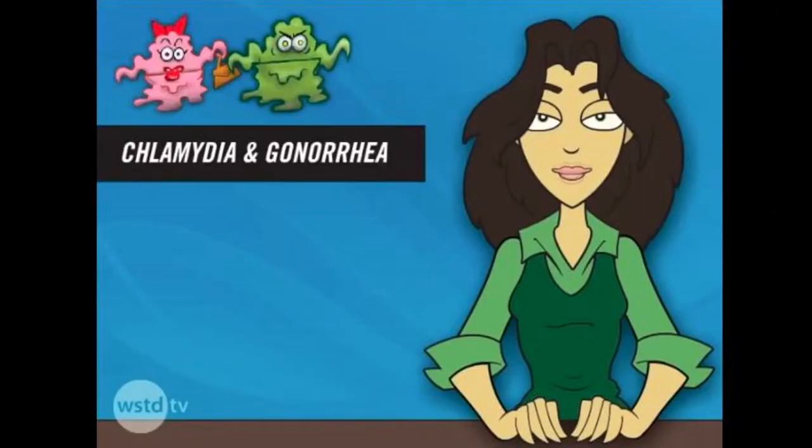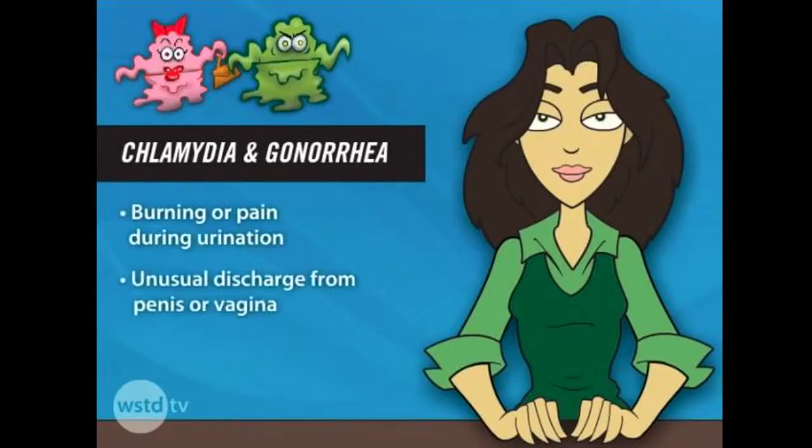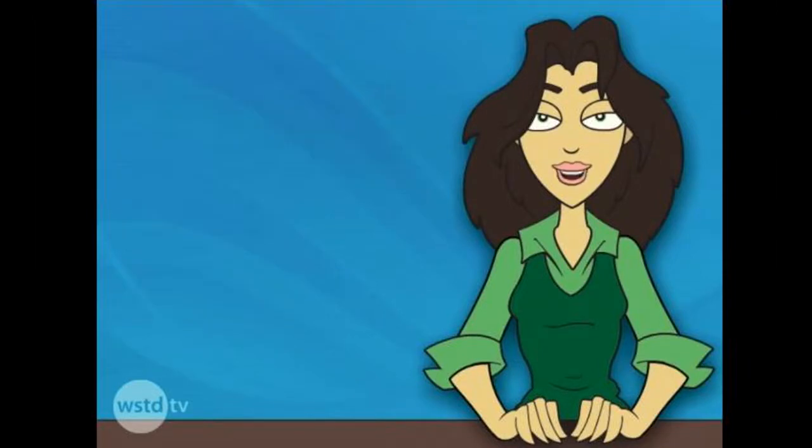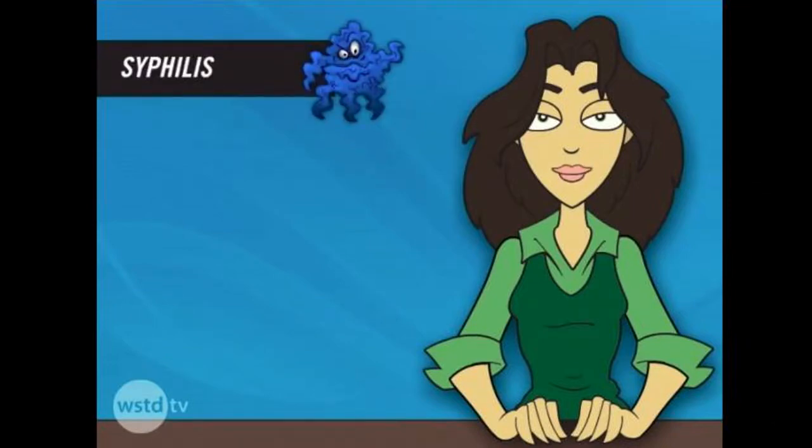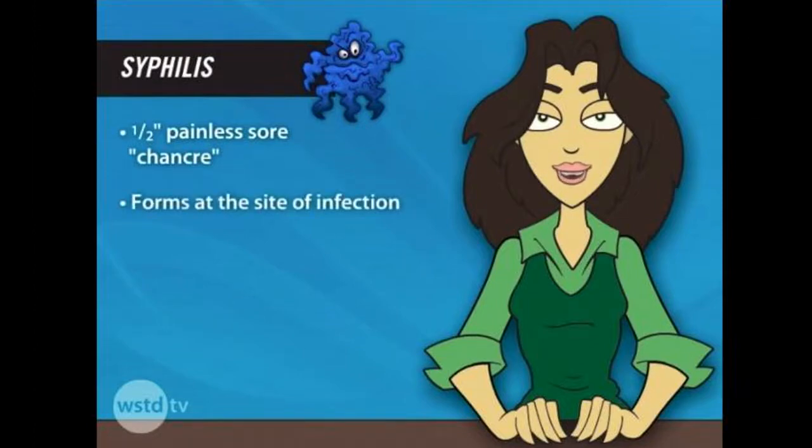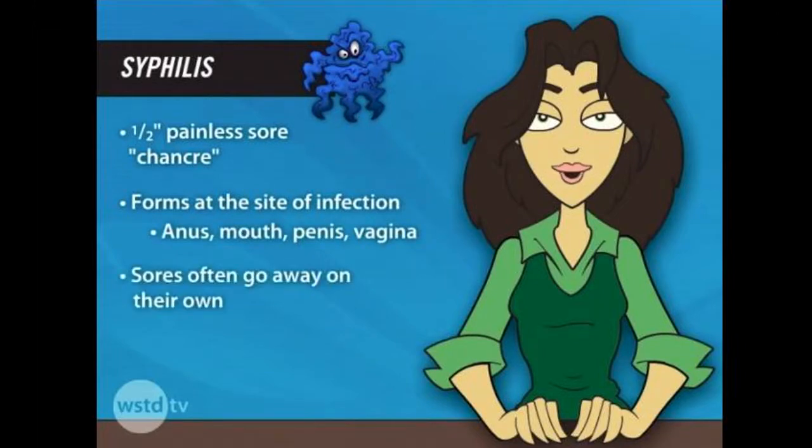The main symptoms of chlamydia and gonorrhea are burning or pain during urination, or an unusual discharge from the penis or vagina. There is one more relatively common bacterial STI, syphilis. An early sign of syphilis is a painless sore, about a ½ inch in diameter, called a chancre. The chancre forms at the site of initial infection, usually on or around the anus, mouth, penis, or vagina. These sores often go away on their own.